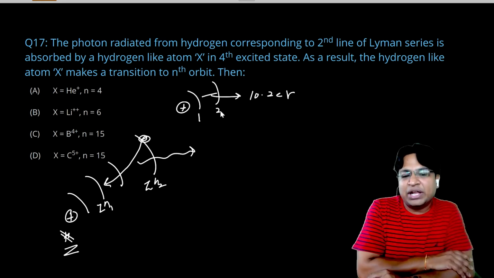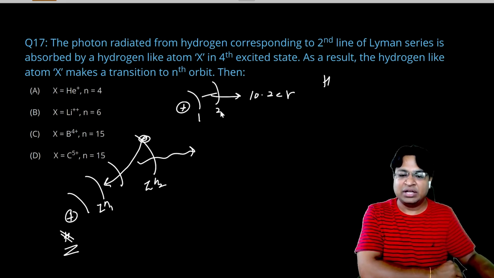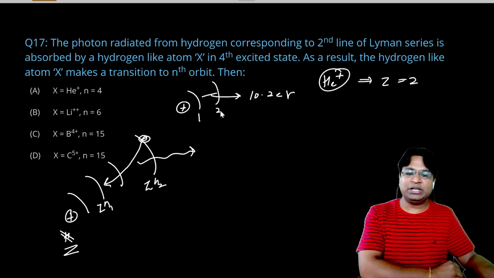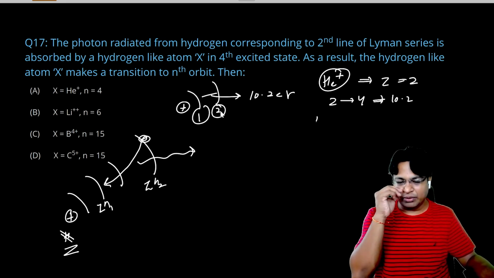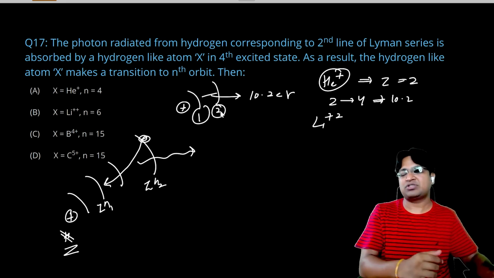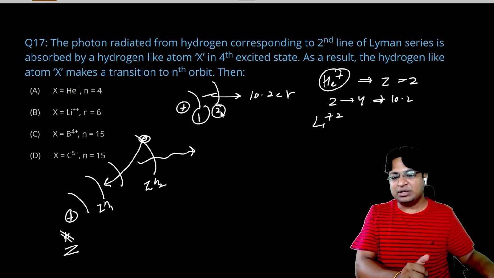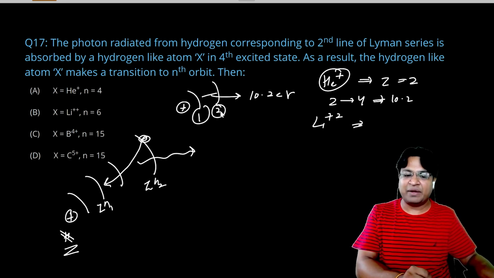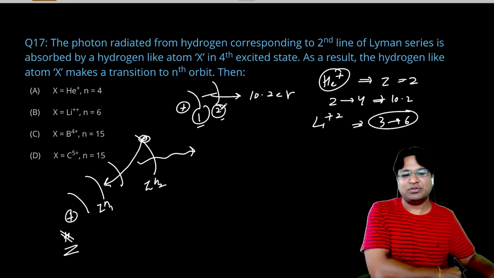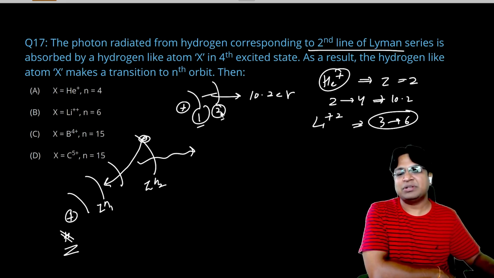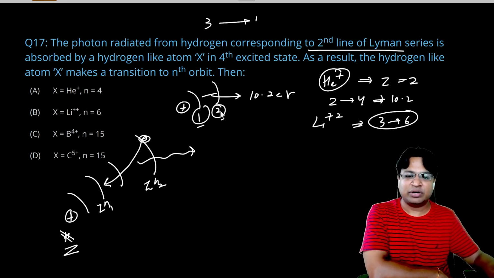Now, if I ask you how can I get 10.2 electron volt from, let's say, helium plus? The atomic number of helium is 2, so multiply both these numbers with 2. So in helium, a transition between 2 and 4 will give me a photon of energy 10.2. What about lithium? Lithium plus 2, because it has to be hydrogen-like. In lithium plus 2, I will get the same photon if I multiply both these numbers by 3. So 3 to 6 will give me a photon of energy 10.2 electron volt. All right, so that is the final. It says the second line of Lyman series. So the second line of Lyman series is a 3 to 1 transition.